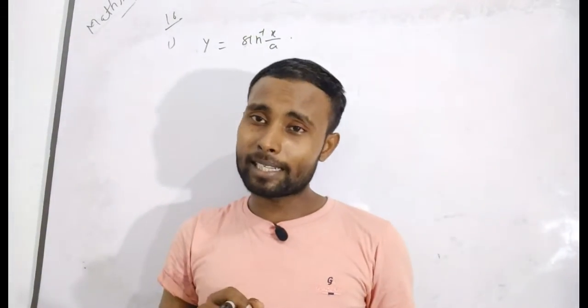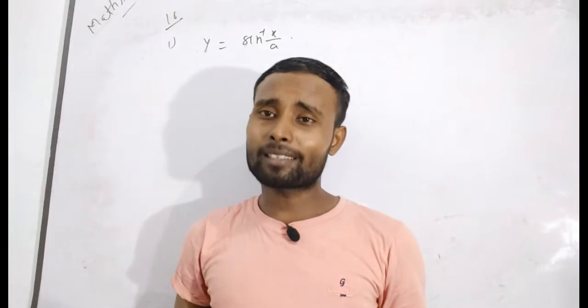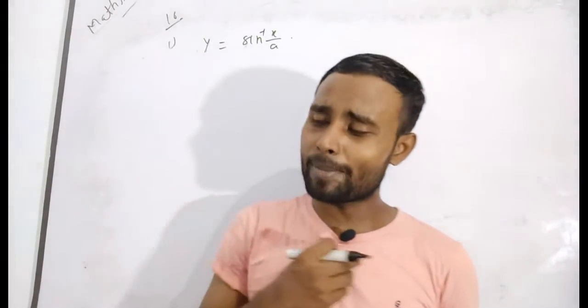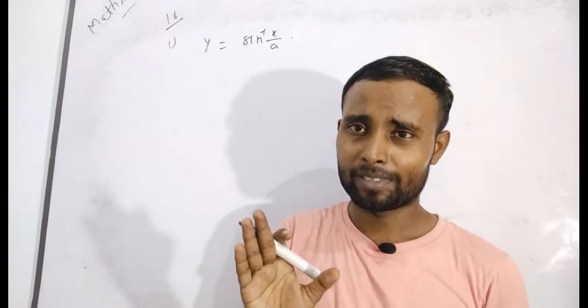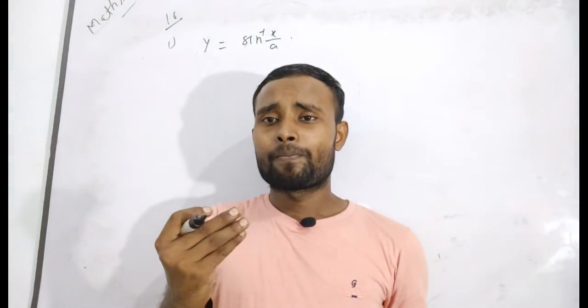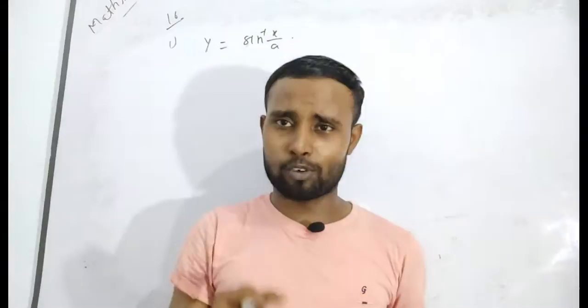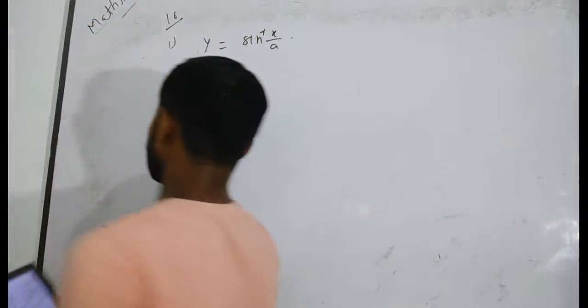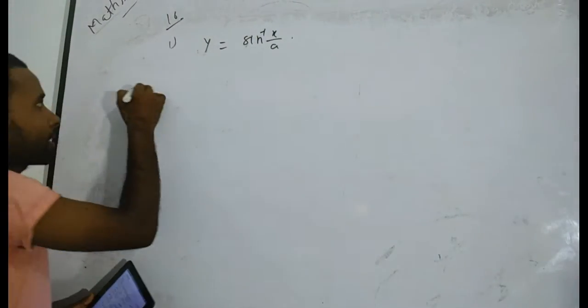Here I will discuss two methods. First method, in which you have to differentiate directly. Directly means that you have to only use the formula. And second method, try to convert it into simplest form. See here. First method.